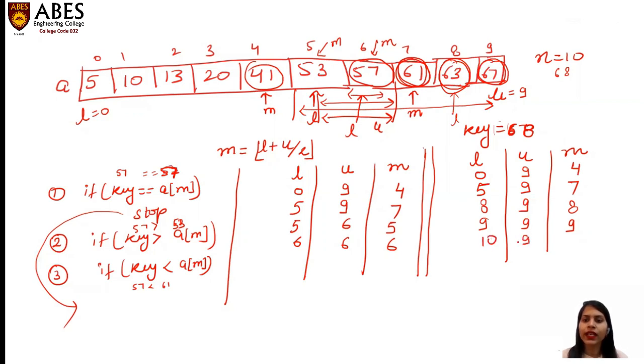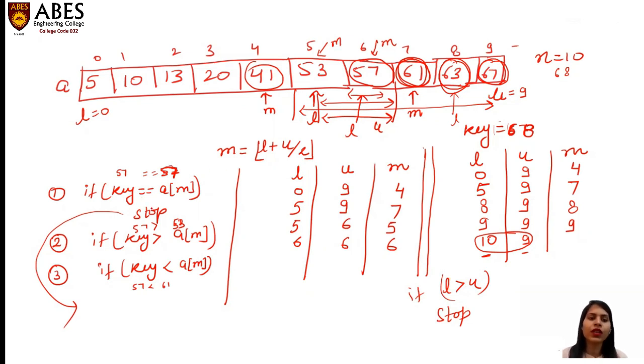U will remain 9. Here you can see the L value will become 10, which is not present in the array. So there is no point of searching anymore because the lower bound has crossed the upper bound. So there must be a stop condition when the element is not present in the array, whenever L is greater than U, then we have to stop searching here. There is no point of searching when the lower bound crosses the upper bound.